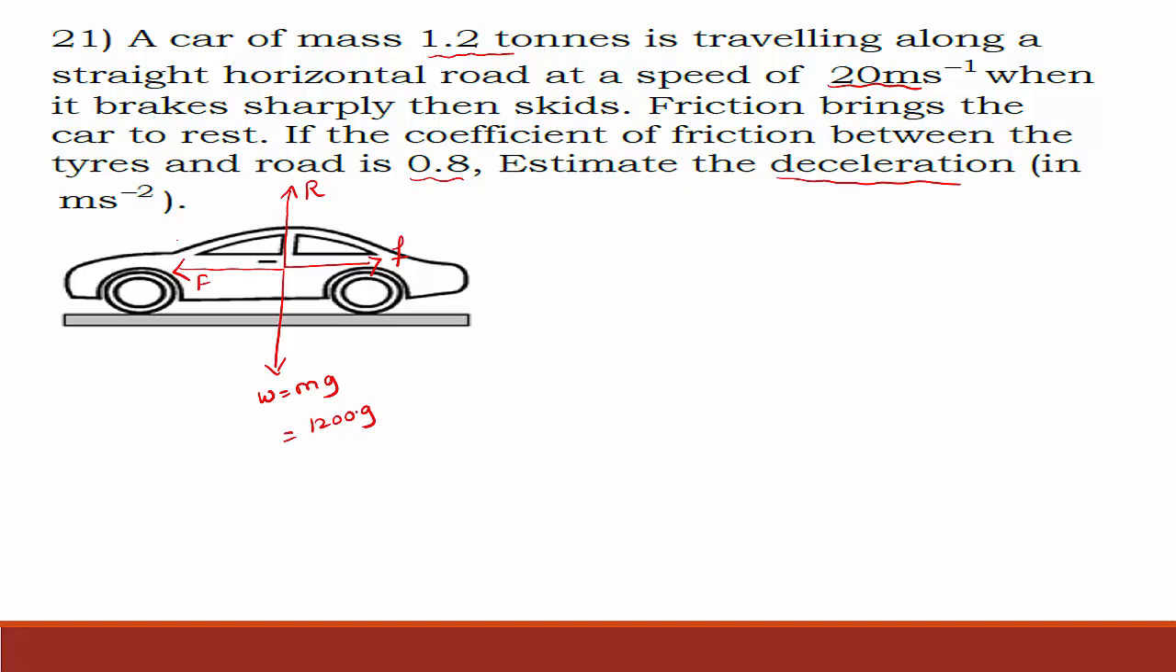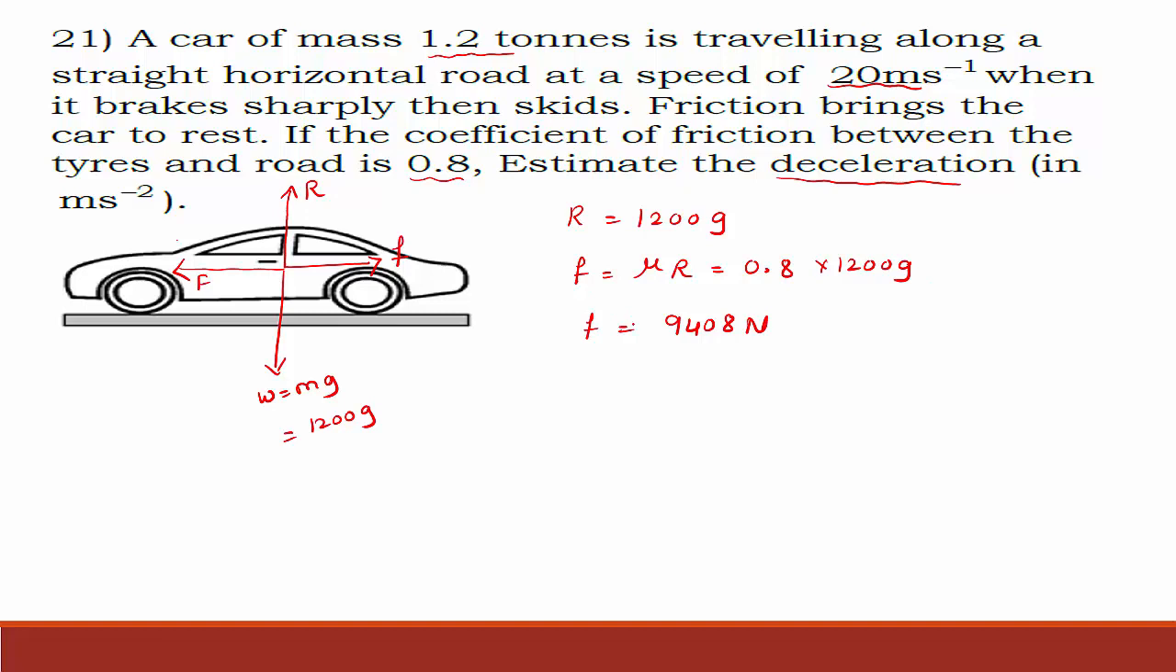As the vertical forces are in equilibrium, we can directly write R equal to 1200 into g. Since the car is skidding, the frictional force F equals mu into R. The mu value is given as 0.8 into the R value, 1200 g. So we will get the final value of friction here, 9408 Newton. g is equal to, we can take 9.8 meter per second square.